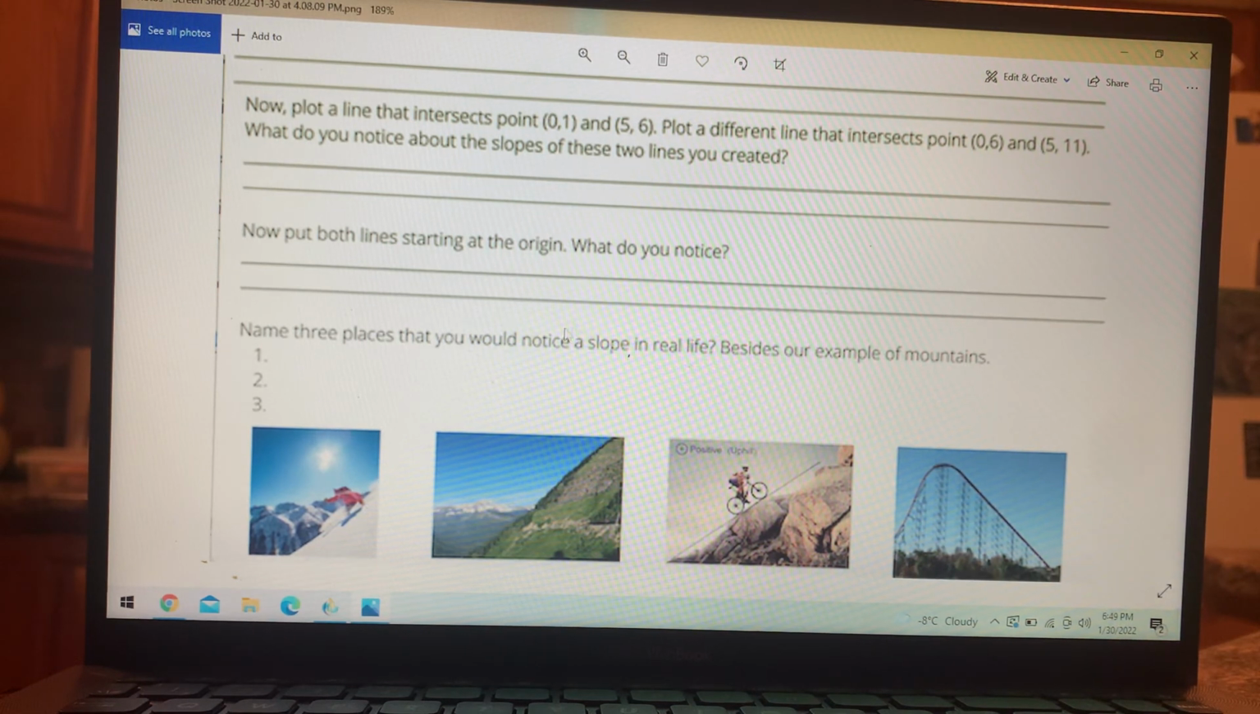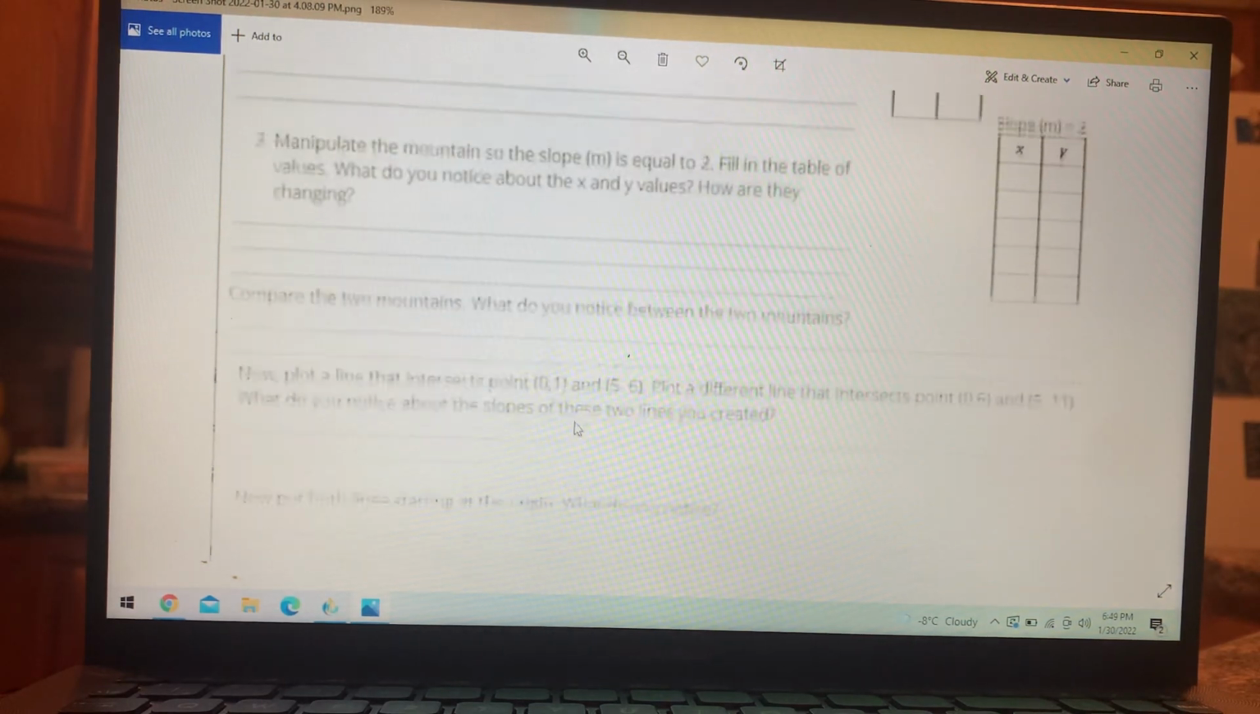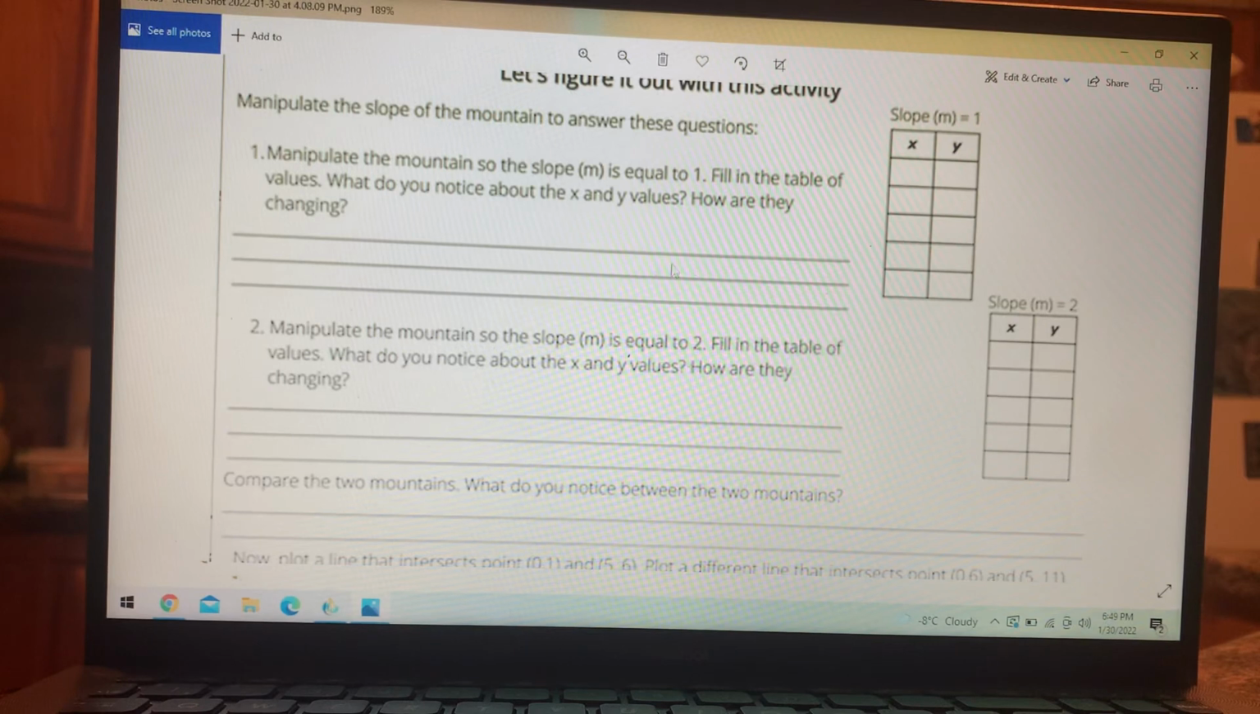And then the last question here is name 3 places that you would notice a slope in real life. So this is to bring in that real life aspect of slope in the real world. And you'll see here, there's mountains, there's hills, but there's also roller coasters, and like we've mentioned, buildings like the Eiffel Tower that you notice slope everywhere. So slope is in the real world, and we want them to notice that. And this is how we're going to be able to solve and put a value to what the steepness is.